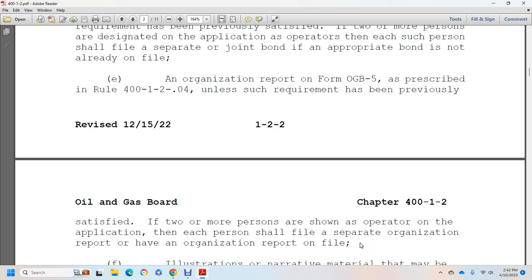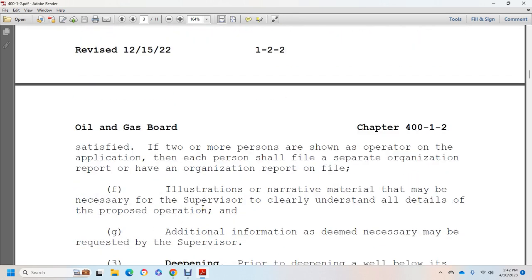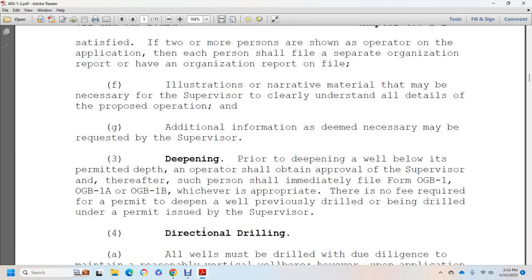If two or more persons are shown as the operator on the application, each person shall file a separate organization report. F, such illustration and narrative material as may be necessary for the supervisor to clearly understand all of the details of the proposed operation. G, additional information deemed necessary upon request by the supervisor.